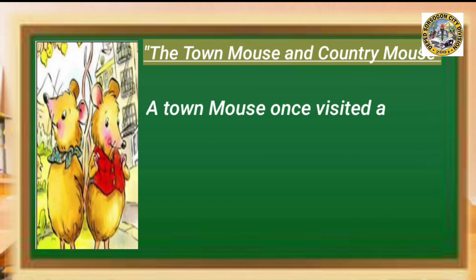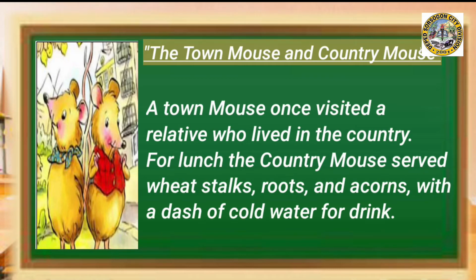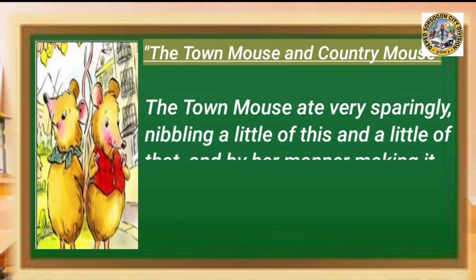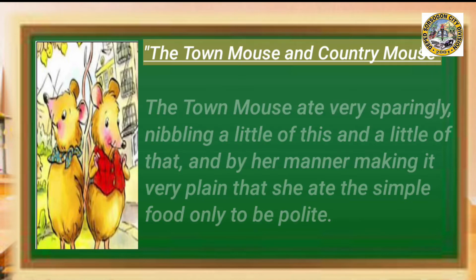A town mouse once visited a relative who lived in the country. For lunch, the country mouse served wheat stalks, roots, and acorns, with a dash of cold water for drink. The town mouse ate very sparingly, nibbling a little of this and a little of that, and by her manner, making it very plain that she ate the simple food only to be polite.